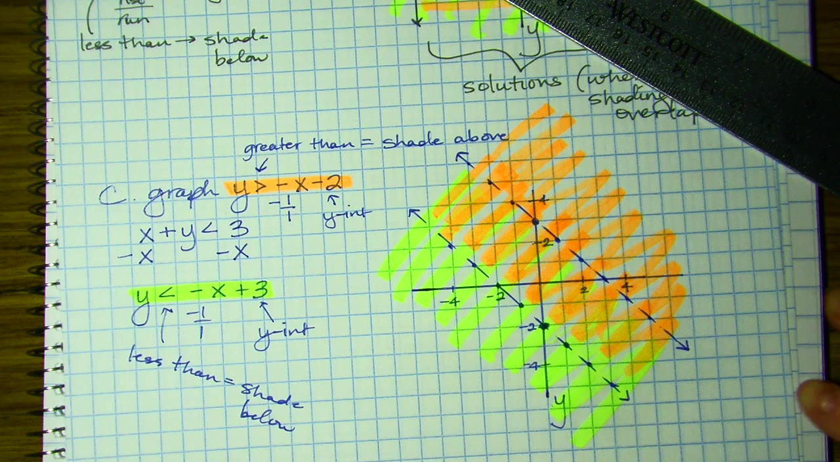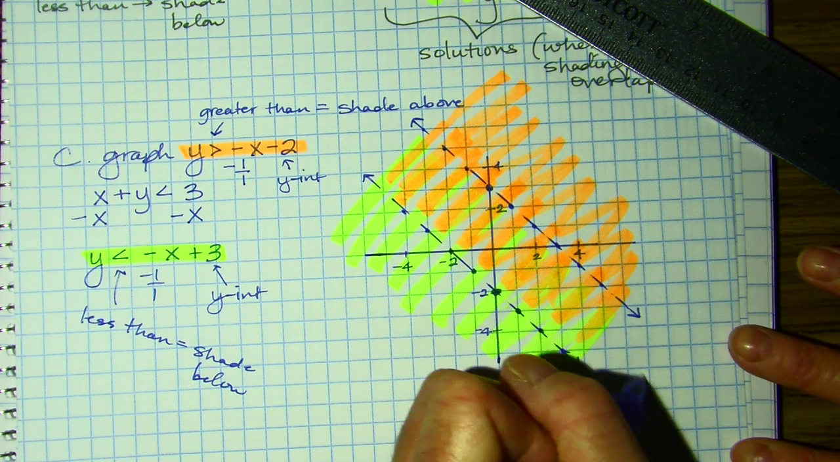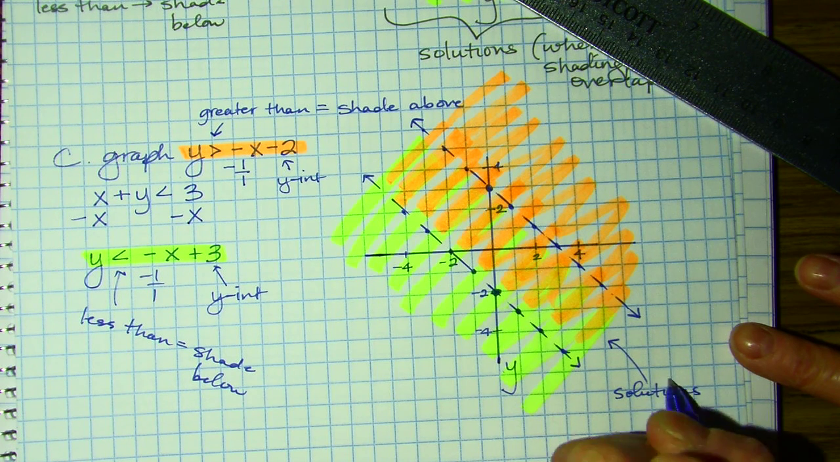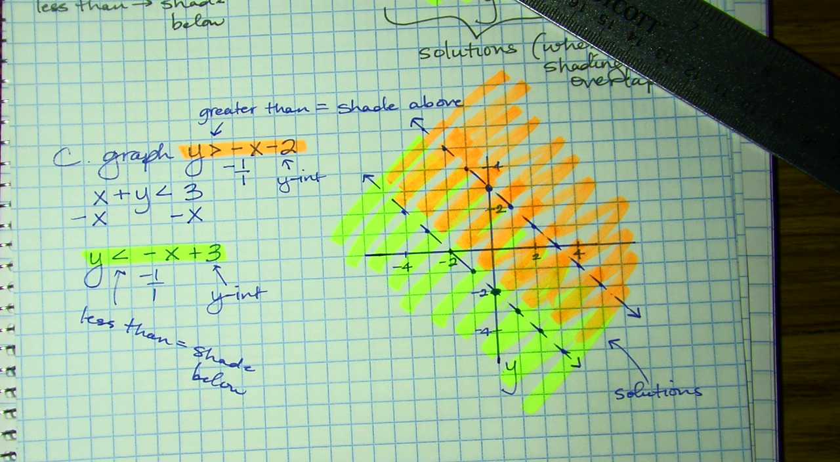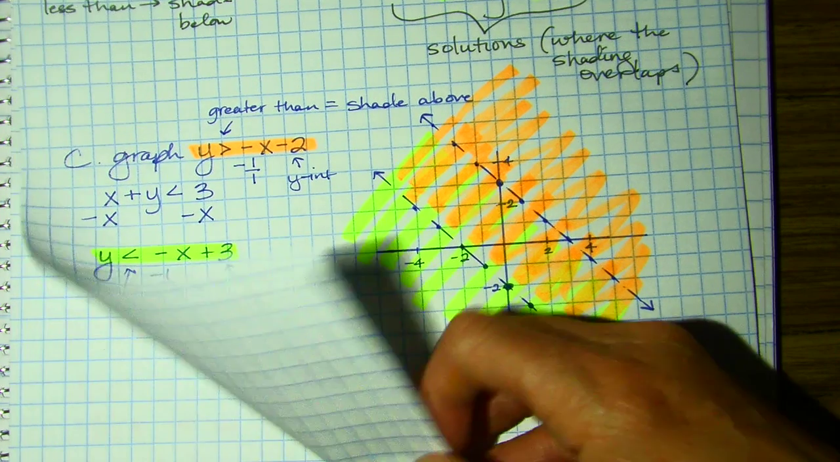All right, so if you look here, all of the points in here are my solutions because that is where the two lines overlap. So any solution in between those two lines, any point between those two lines is the solution because that is where the two colors overlap. All right, moving on to the next one.